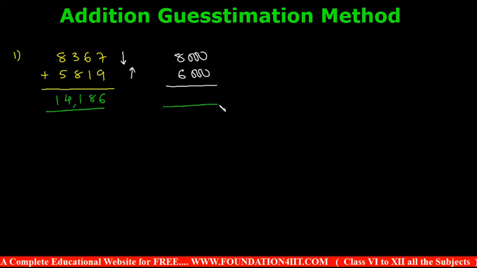But if you do it by making the numbers nearest to thousands, directly by observing, 8000 plus 6000, 8 plus 6 is 14,000. If you notice, there is a little difference: 14,186 versus 14,000. So it's approximately a 3 to 4% difference. The 186 is the difference.